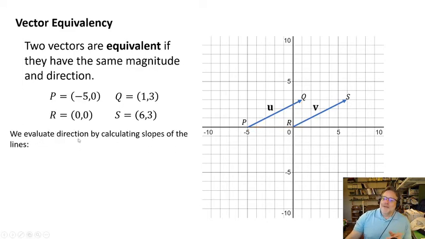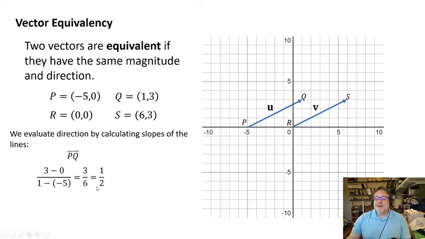Okay, we evaluate direction by calculating slopes. So if you recall, when you were finding the slope of a line in algebra, change in y over change in x, rise over run, all of that stuff, this is where we get to use that to see if these two vectors have the same slope. In other words, do they have the same direction that they're pointing in?